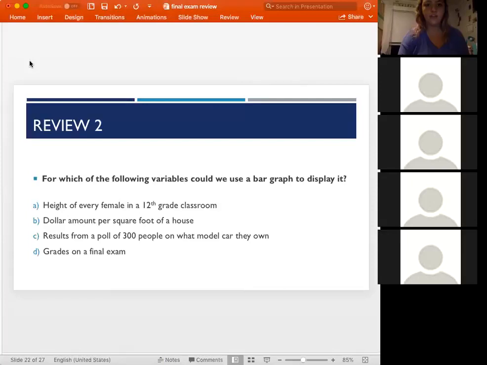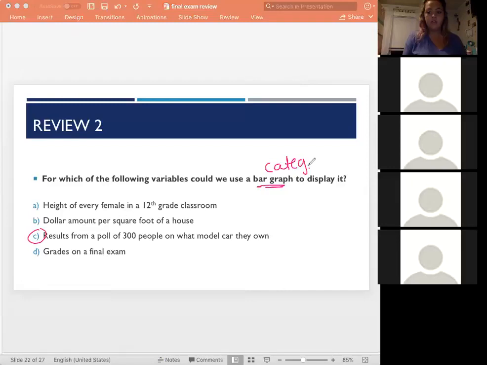Yay, amazing. Great job. You guys are geniuses. So our answer here is C. The reason for this is, remember, a bar graph is used for categorical variables, because remember, cat is an animal. Meow, meow. So cat. I got distracted.